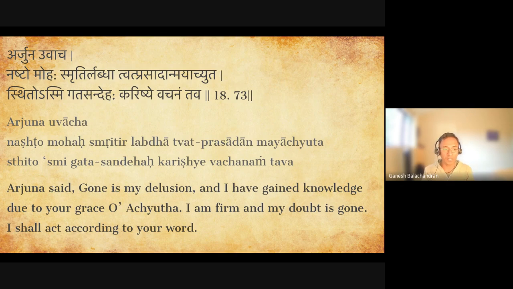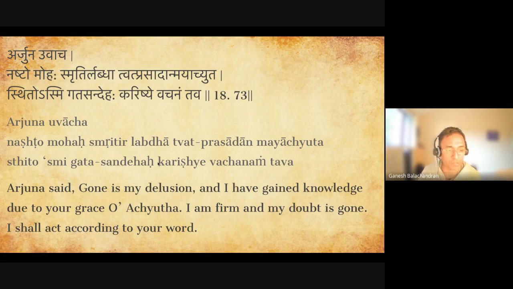Arjuna uvacha: nashto mohaha smritir labdha tvat prasadat maya achyuta, sthito asmi gata sandehaha karishye vachanam tava. Usually the word smriti means memory, but here it's used in the context of knowledge. So, O Achyuta, Achyuta refers to Krishna. Achyuta means imperishable, steadfast, indestructible. So Arjuna says, nashto mohaha, gone is my delusion.